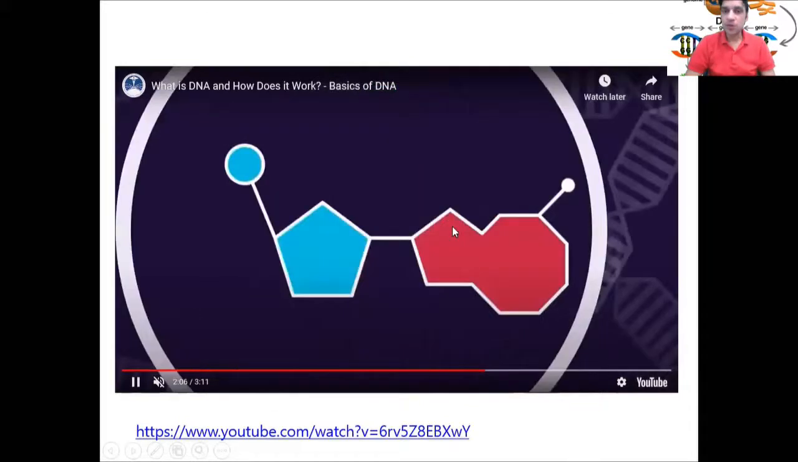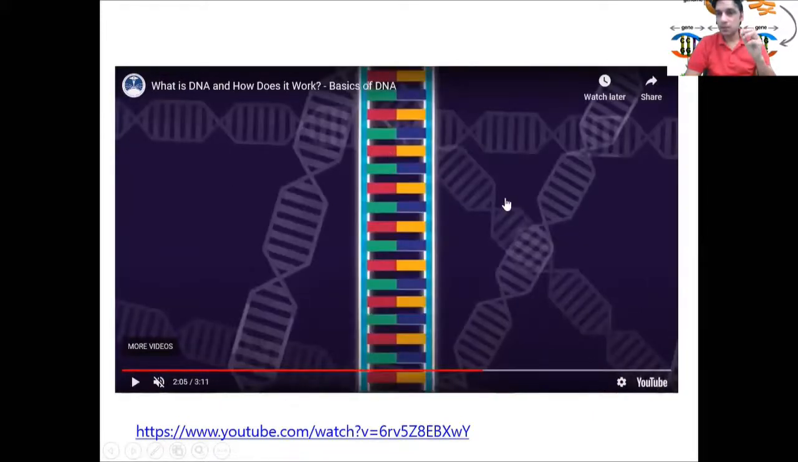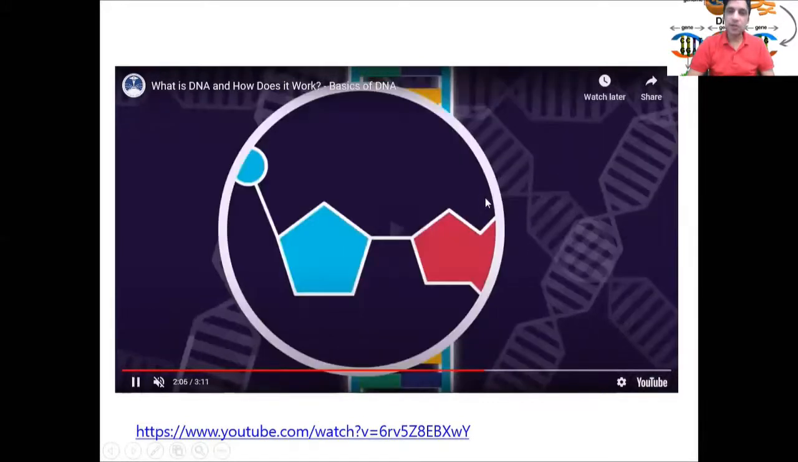Those 4 base pairs, if you can remember, are the adenine base pair, guanine base pair, cytosine base pair, and thymine base pair. So these 4 base pairs create each strand of DNA. This is one strand of DNA from this side. There is another strand of DNA present on the other side. One strand of DNA with the base pair sequences, then another strand of DNA with the base pair sequences. That is why DNA is called a double-stranded structure.